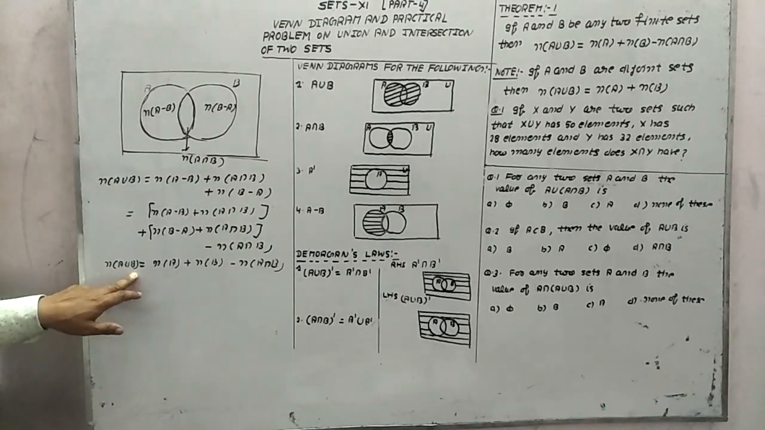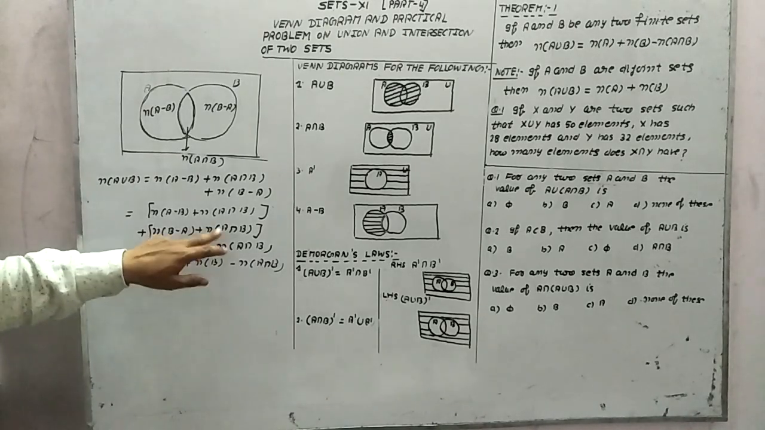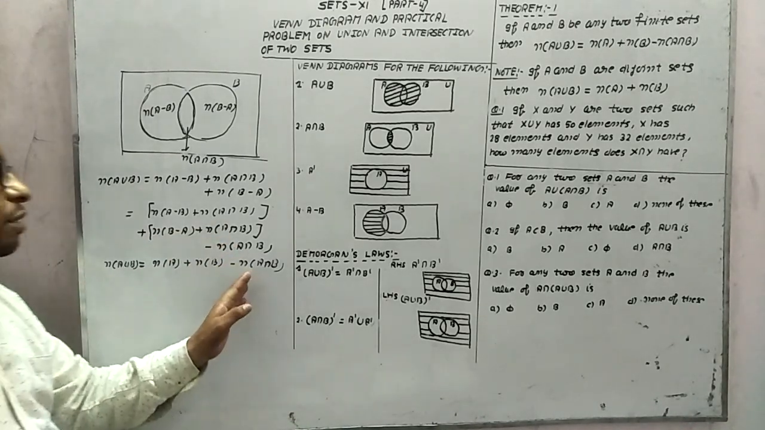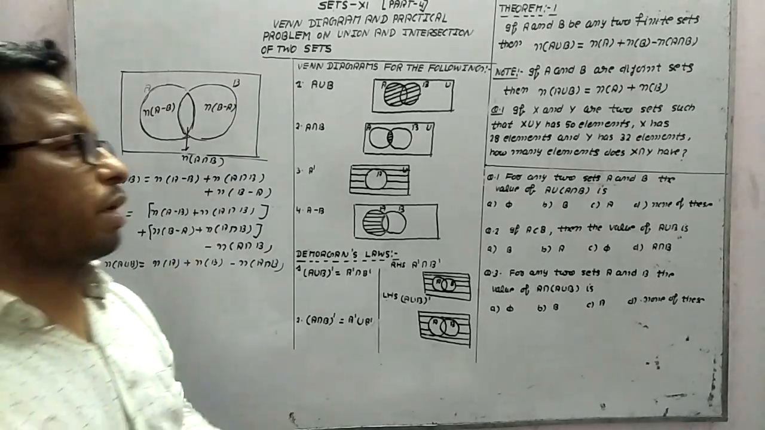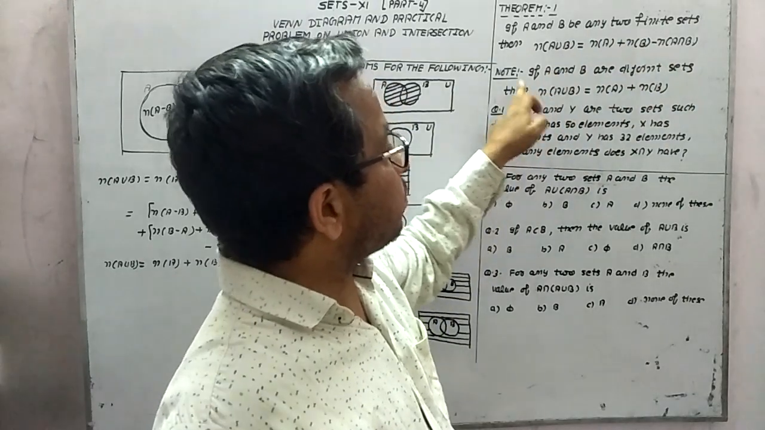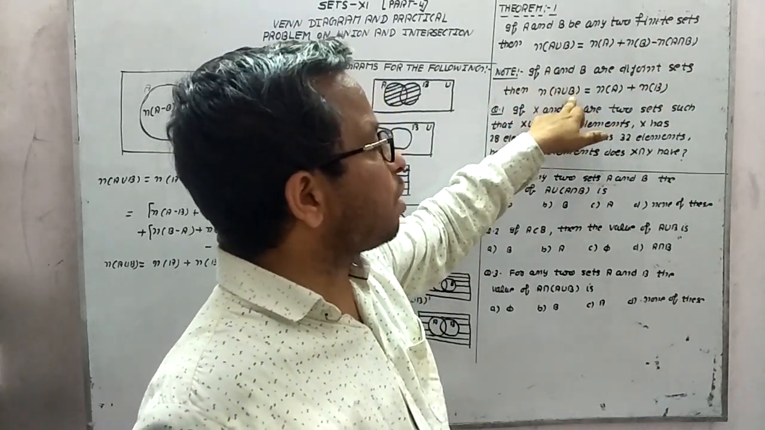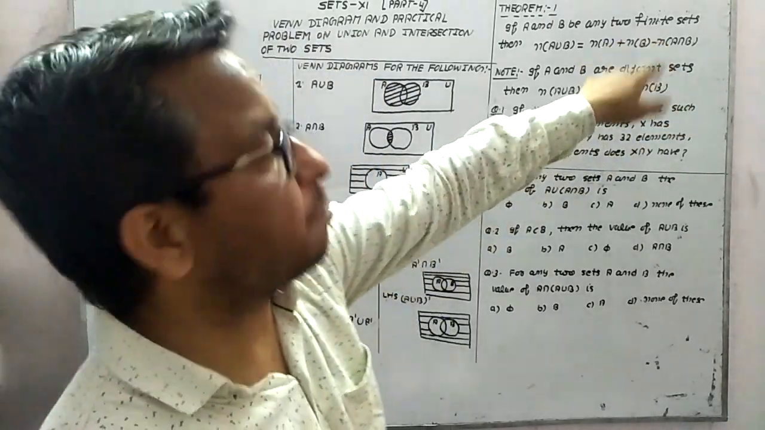So the number of elements in A union B is equal to the number of elements in A plus the number of elements in B minus the number of elements in A intersection B. Now look at this thing. One part is: if A and B are disjoint sets, then the number of elements in A union B is equal to the number of elements in A plus the number of elements in B.